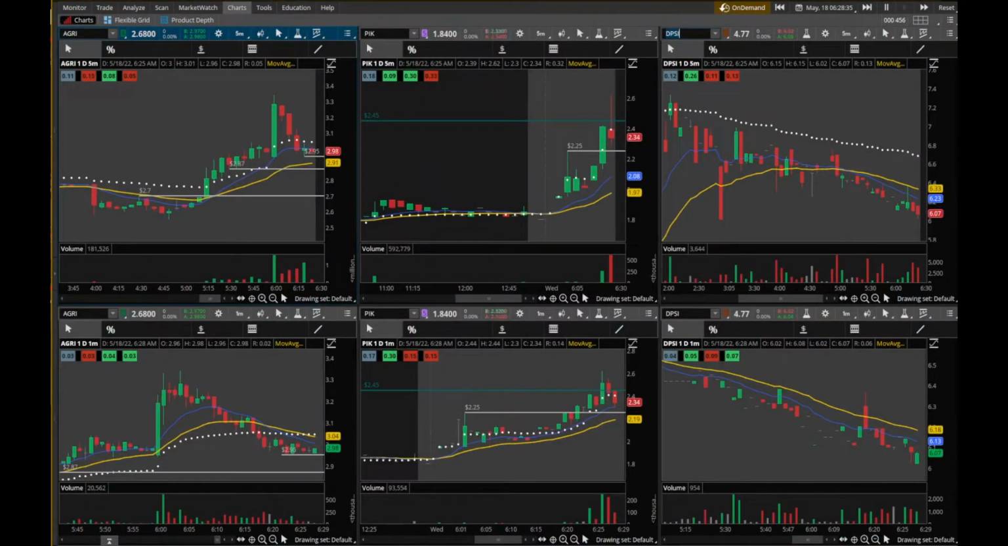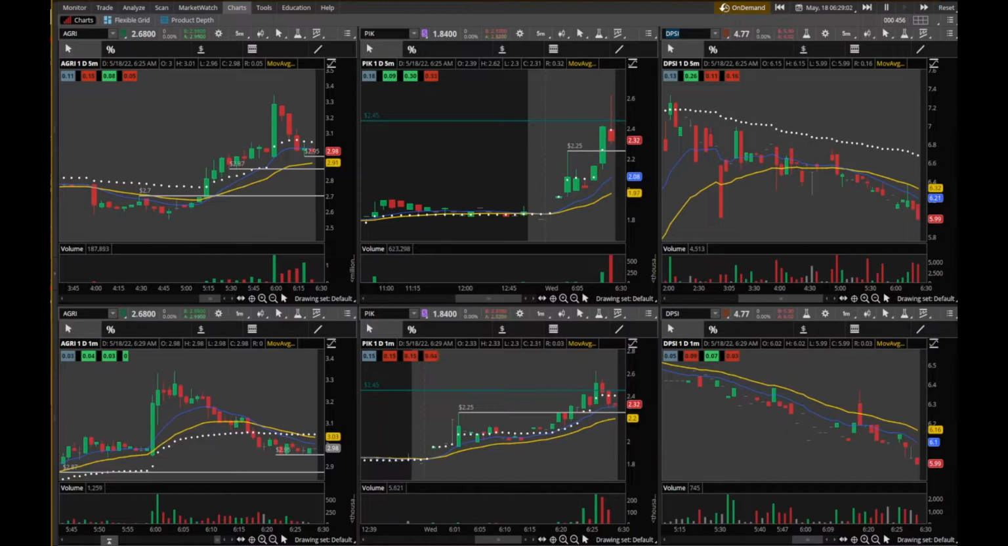And we're already a minute and a half away from the market open. At this point, I don't really have a plan as to where I might want to enter this stock. AGRI is the one I was talking about. Or PIK, I'm not sure on that one yet either. So I'm going to wait for things to open up and we'll see if something presents itself.